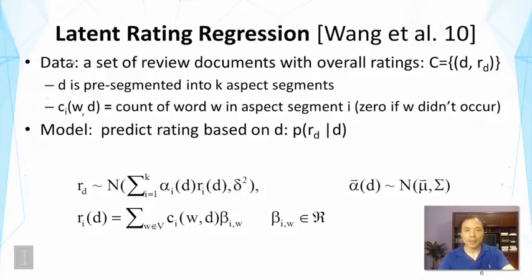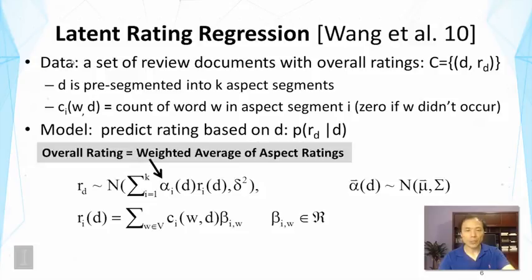So, as I said, the overall rating is assumed to be a weighted average of aspect ratings. Now, these alpha values, alpha sub I of D, or denoted together by alpha vector that depends on D, is the document-specific weights. And we're going to assume this vector itself is drawn from another multivariate Gaussian distribution with mean denoted by a mu vector and covariance matrix sigma here.